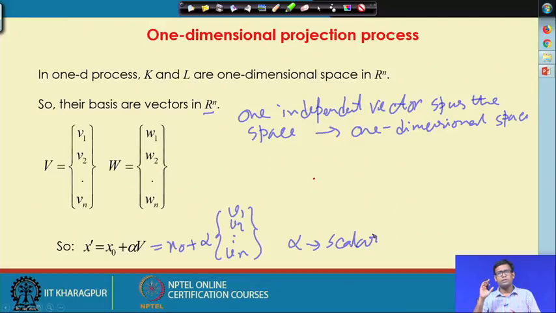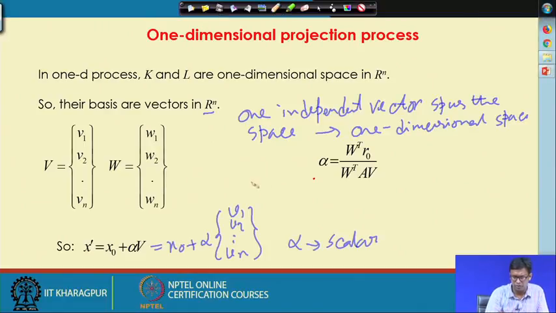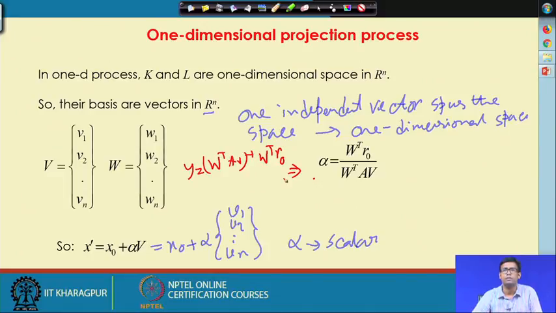x' = x0 + alpha into a single vector, and we can write that alpha is equal to W transpose R0 by W transpose A v. If we go back to the previous slide, y is equal to (W transpose A v) inverse W transpose R0. So, that will give me alpha as W transpose R0 by W transpose A v.